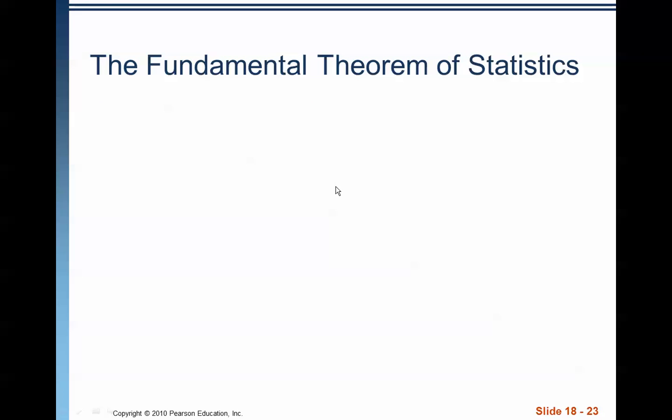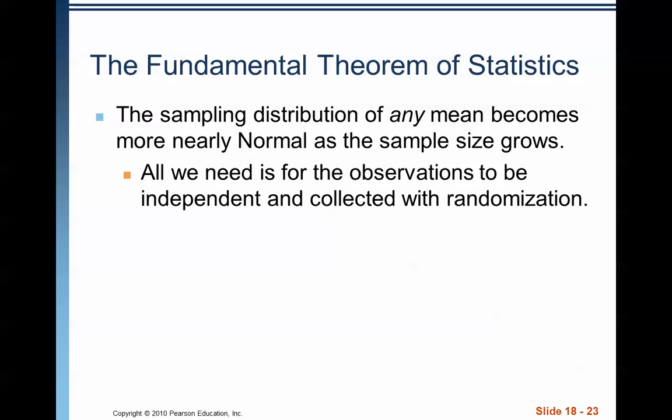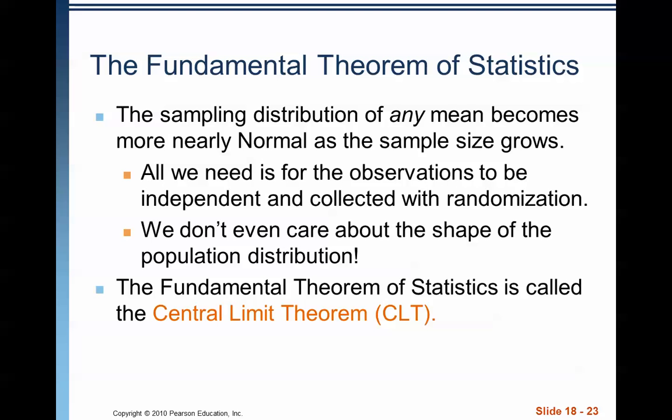However, they're not the exact same normal model. However, this phenomenon where the sampling distribution always looks like a normal model leads us to a theorem, and it's one of the only theorems that we look at in AP statistics. That theorem basically states that the sampling distribution for any mean becomes more nearly normal as the sample size grows. We call this the central limit theorem.